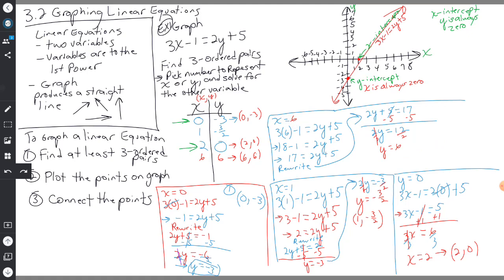So the first one, 0 comma negative 3. X is 0 and y is negative 3. So that point there. The next point we plot, 2 comma 0. X is 2, y is 0. So we go to 2 on our x and 0 for our y, and it is that point right there.